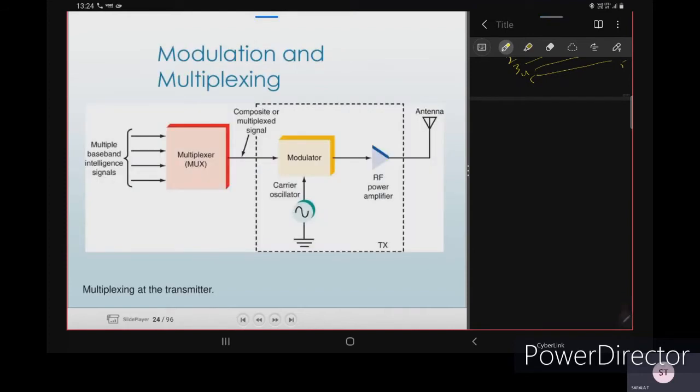You can see modulating and multiplexing in one block diagram. Multiplexing, as I told you, multiple baseband intelligence signals will be there. Here they have shown n number of signals. The multiplexer will be multiplexing them, meaning you select any one of the signals and you will be transmitting the composite or multiplexed signal to the modulator. The modulation function will always need a carrier signal.